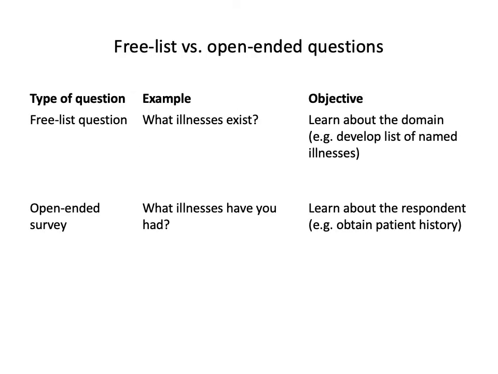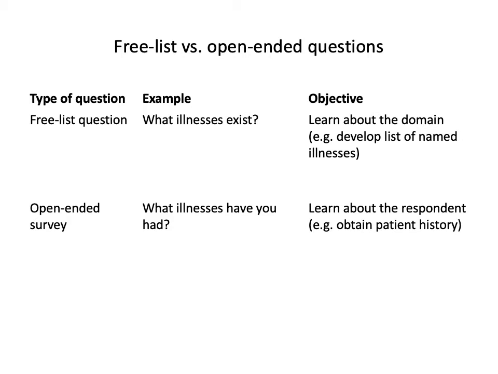So on this slide, you see the difference between freelisting and open-ended questions. If you freelist, you ask somebody, what does this person know about a certain domain? For example, what kind of vegetables exist? What illnesses exist? Then you learn about the domain. You develop a list of names of illnesses, but you also understand, if you ask this to plenty of people, what these people consider an illness. If they never mention cancer, for example, it could be that they don't know cancer is an illness, or they name it differently, or cancer doesn't exist in their community.